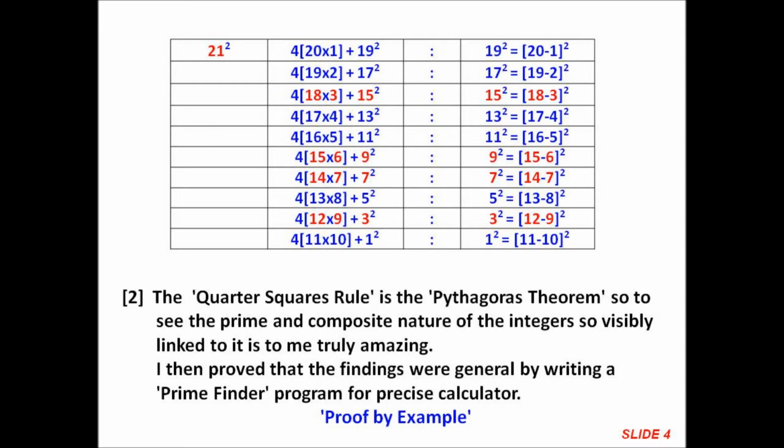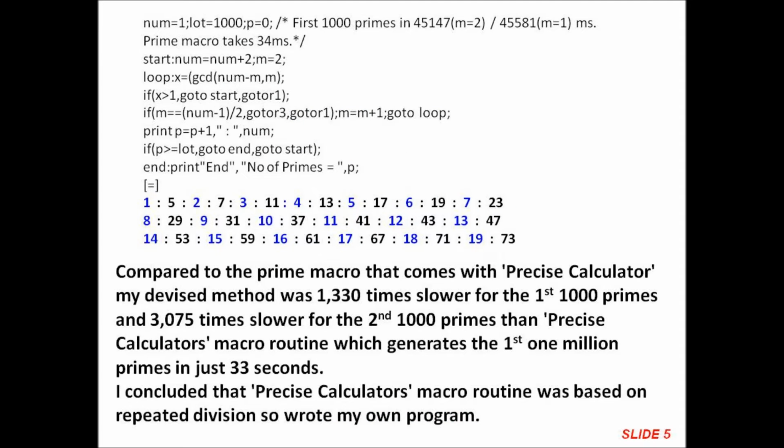I then proved that the findings were general by writing a prime finder program for Precise Calculator, proof by example. Compared to the prime macro that comes with Precise Calculator, my devised method was 1,330 times slower for the first 1,000 primes and 3,075 times slower for the second 1,000 primes than Precise Calculator's macro routine, which generates the first 1 million primes in just 33 seconds.